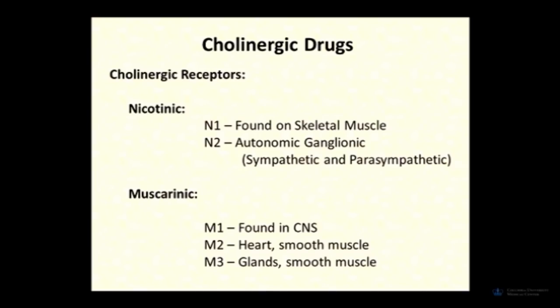M3 receptors we find on glands, so exocrine glands, endocrine glands. We find them on smooth muscle associated with visceral organs, so structures like the bladder and the GI tract. When we talk about muscarinic agonists or antagonists, there's a lot of receptor promiscuity, okay? Meaning that these drugs can agonize or antagonize. We may want them to be very selective for M3, but they may hang out with M2 and M1, all right? And it's the relative non-selectivity of these drugs that is going to be the source of a lot of adverse effects, side effects.